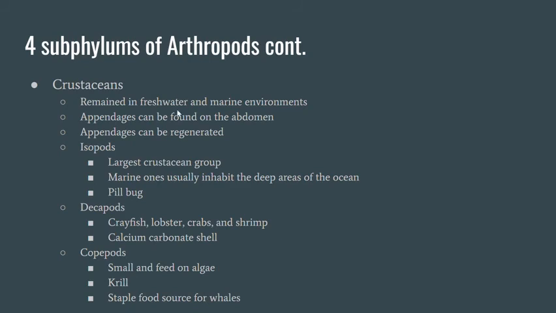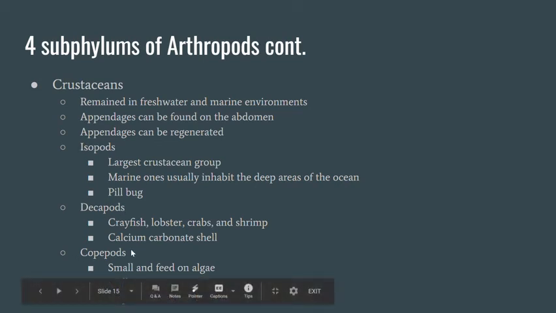Last but not least, these are your crustaceans. These are the arthropods that still remain in the water, in both fresh and in marine environments. And another thing is that appendages can be found on their abdomen. Usually for other arthropods, their appendages are found under the thorax or cephalothorax. And appendages can be regenerated, usually following a molt. They're divided into your isopods, decapods, and copepods. Isopods are your largest crustacean group.